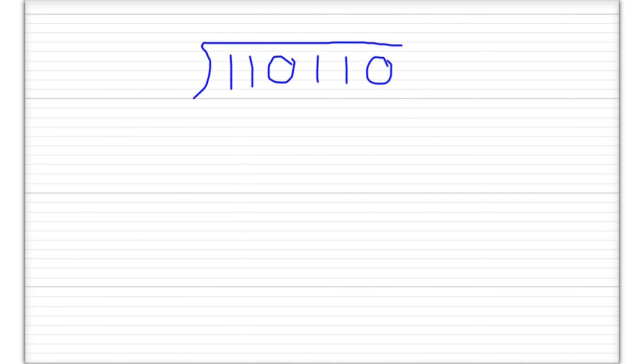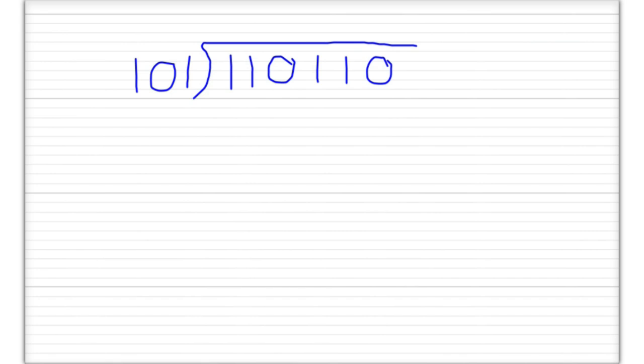So we'll have 1 1 1 0 1 1 0, divide that by 1 0 1. All right, now it's just 3 digits this time.